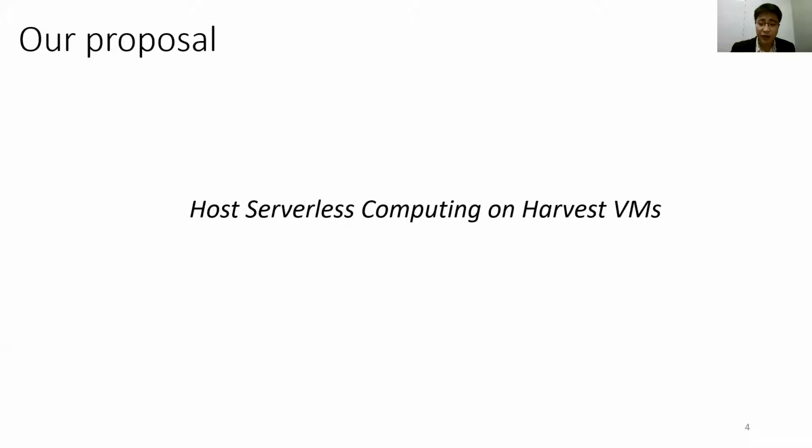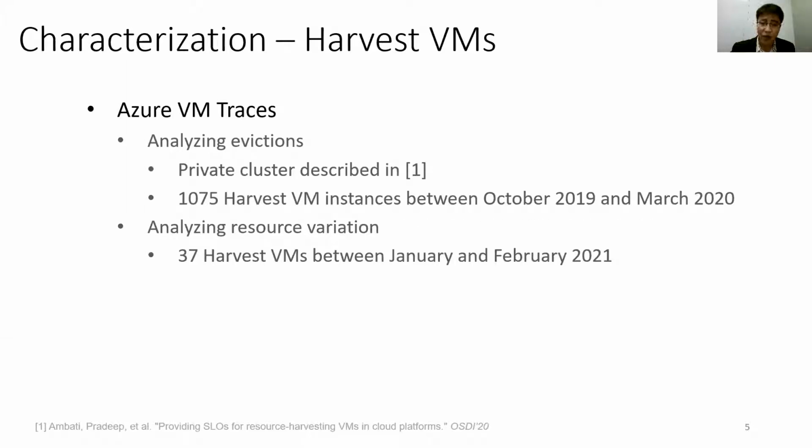We'll start with characterizing Harvest VMs. For Harvest VMs, we mainly care about two things, which are VM eviction and VM resource variation. The reason is that VM eviction translates to reliability and resource variation translates to performance. The more frequently the resources vary, the harder it is to get stable performance. We use two different traces to study these two objectives: the private cluster trace described in the OSDI 20 paper for eviction analysis, and a smaller trace with resource allocation information for resource variation analysis.